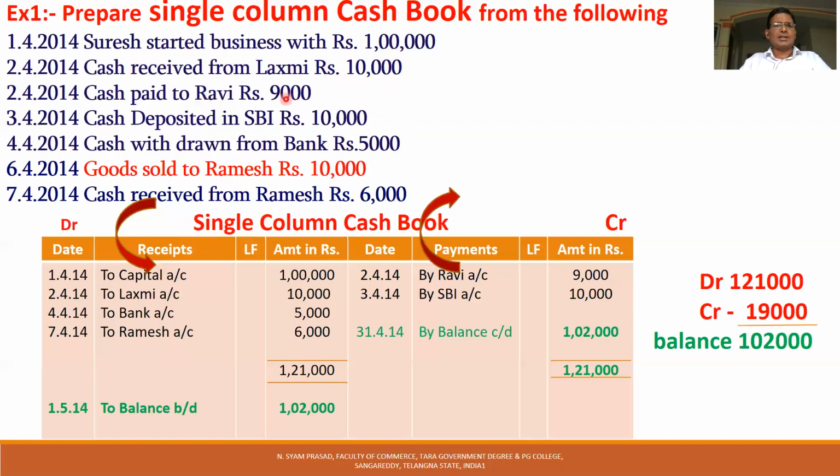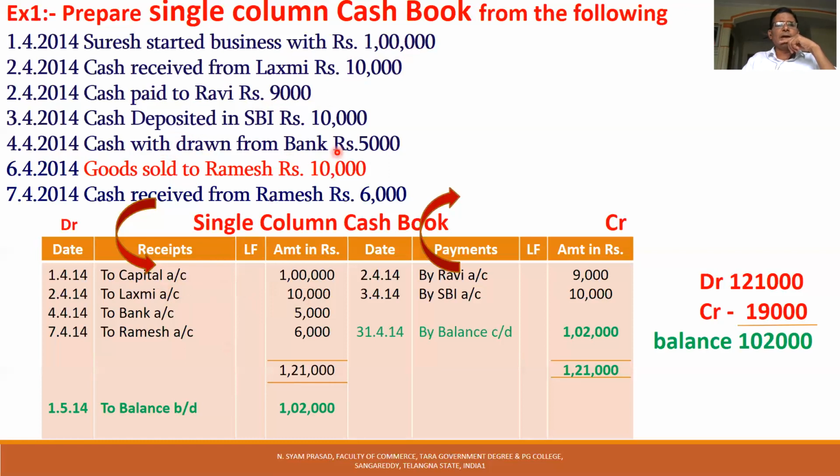Next, cash paid to Ravi means this is the payment side, credit side. Cash deposit in SBI means cash is going out. This is also the credit side. So in the third and fourth transactions, cash is going out. Cash deposit in SBI, cash going out, credit side. Cash paid to Ravi, cash going out. So cash is going out two times: we paid cash to Ravi and we paid cash to SBI. So 9,000 credit side, 10,000 credit side. These two transactions are cash payments. And Suresh started business means 1 lakh coming in, receipt side. Cash received from Lakshmi means 10,000 coming in, receipt side.